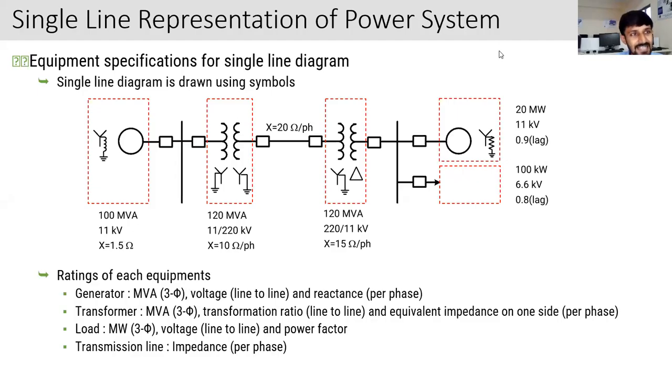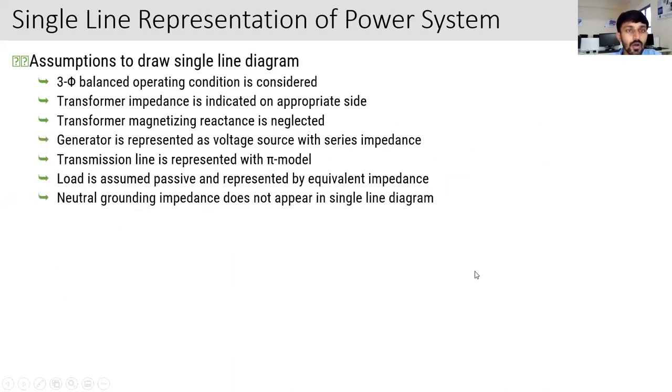Good morning, students. In the last lecture, we saw the single line representation of every piece of equipment related to the power system: how to denote the generator in the single line diagram, what parameters are specified with the generator, and what parameters are specified for the transformer, transmission line and load. Now we have to see the main assumptions we have to make when we use single line diagram representations.